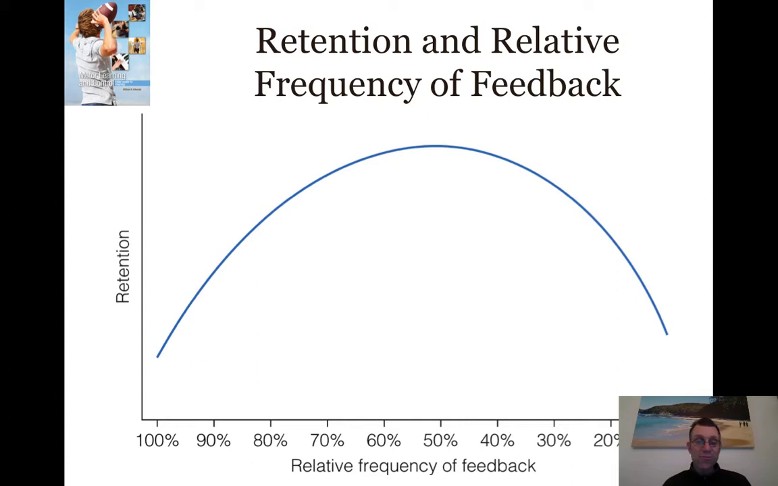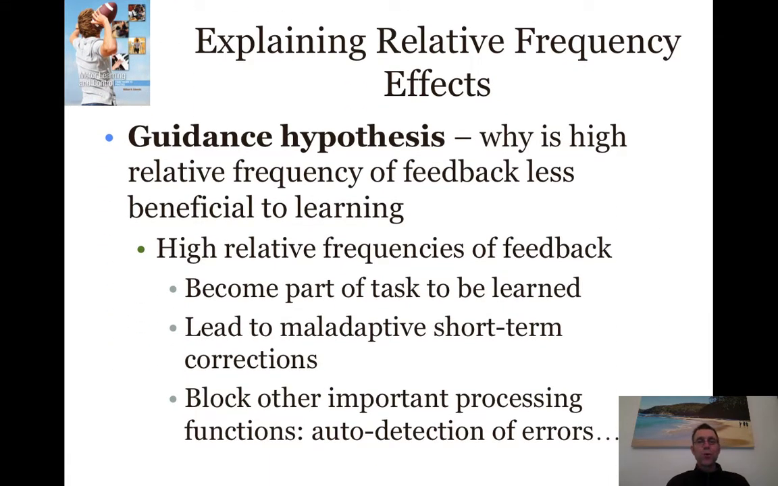And so when we look at the relative frequency of feedback, looking at it as a percent, in this case that 40 to 60% zone is the best for retention. You don't want to give it every trial. It's too much. But if you give it once every 10 trials, that might not be enough. And so the optimum amount of feedback, at least when it comes to learning, looks to be in that 40 to 60% zone.